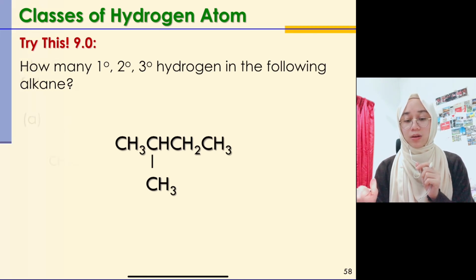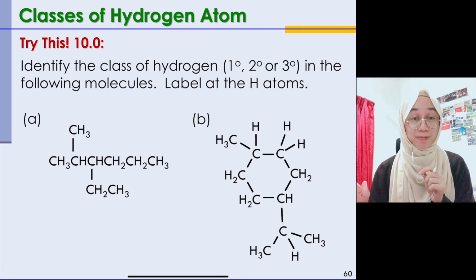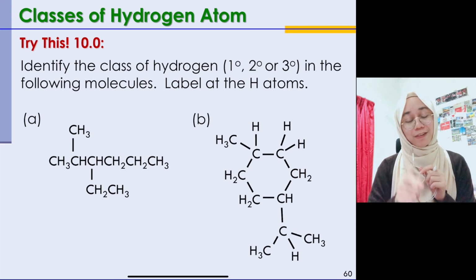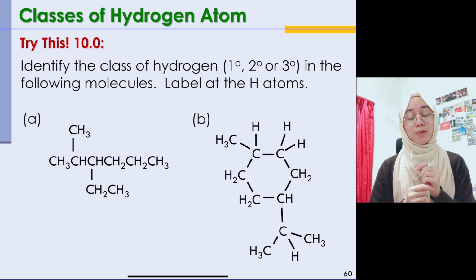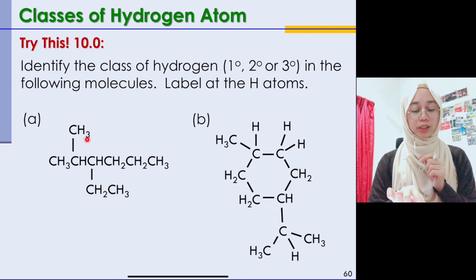Now let's have a look at try this 10.0. Try this 10.0 ni kenapa tiba-tiba dia warna biru kan? This is because I think I've included answers for try this 10.0 ni. Nanti kamu boleh buat sendiri and terus check your own answer on this. You just need to classify the hydrogen in each of the following molecule. Just label at the hydrogen atom. As you can see here, this hydrogen here ada 3 kan? It attached to the same carbon here. So tak perlulah kamu nak classify sampai 3 kali. Cukup just letak je apa kelas dia kat sini.